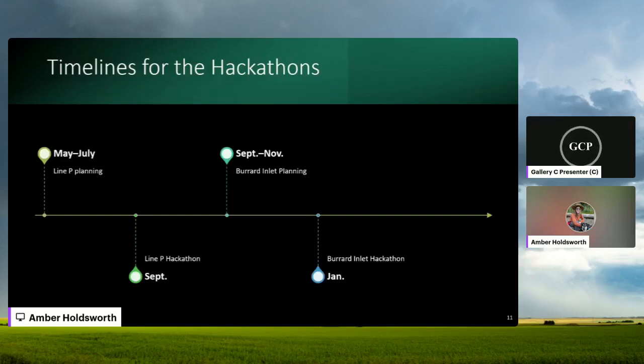And so the timeline here is that we spend a few months planning, and try to have the Line P hackathon in September. It'll probably be virtual. And then we'll have another few months to plan for Burrard Inlet, and then hopefully have an in-person hackathon in early January.